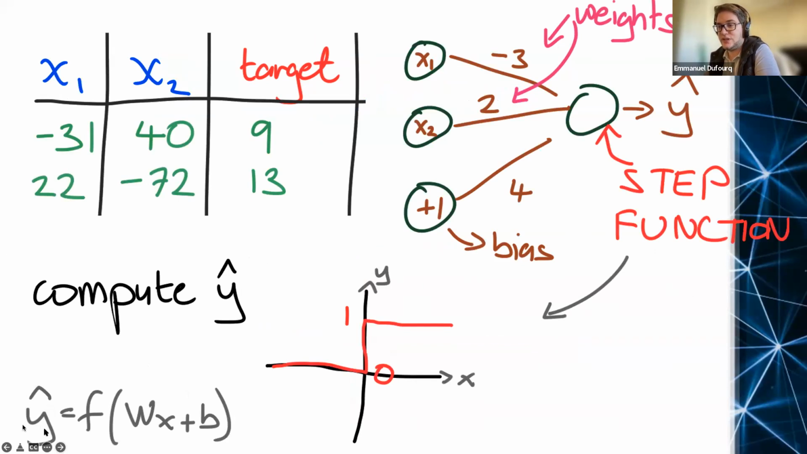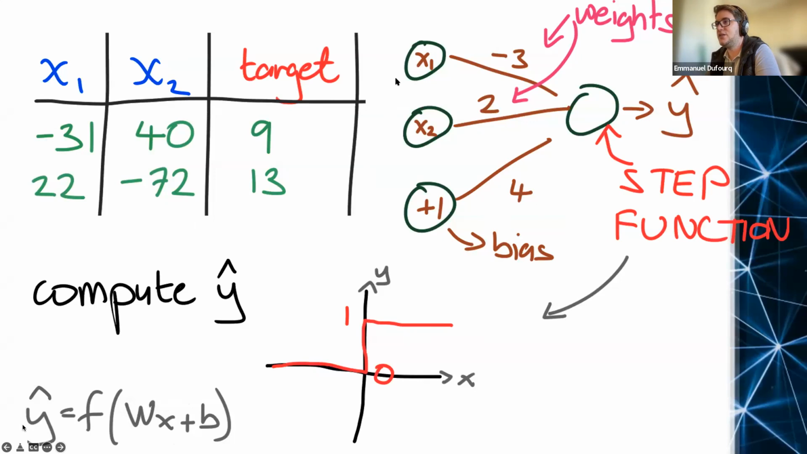So what we want is our model predictions y hat, and that is equal to f, which is our activation function, which acts on wx plus b. So we compute wx plus b, and then we apply f, which is our activation function, onto this. In our case, f is the step function. So how would it work? Let's look at the first one.